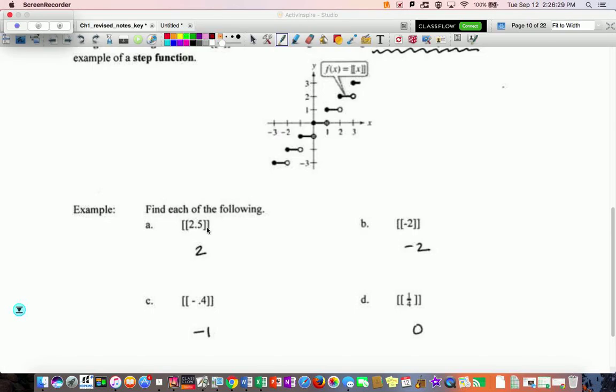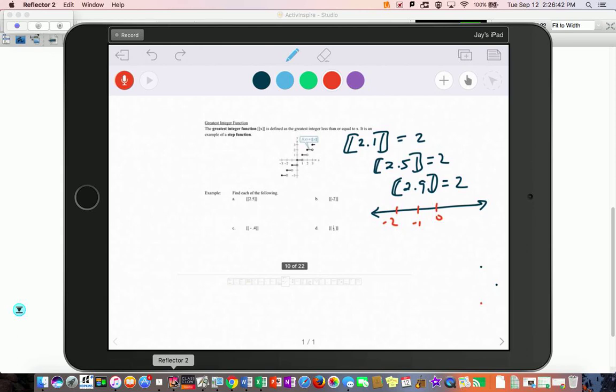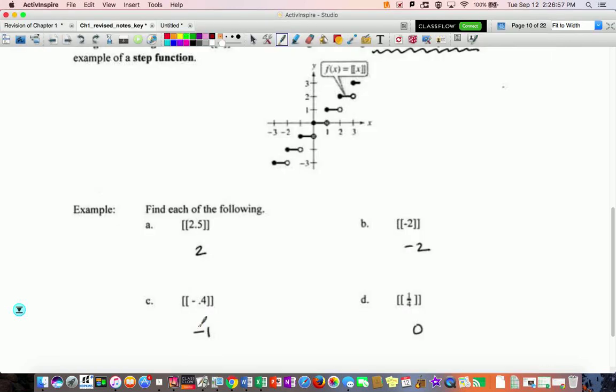So here are the answers I got. 2.5, we said slides back to 2. Negative 2 is right on negative 2, so it's going to stay there. Now negative 0.4, remember, is going to be right in this area. Over here, negative 0.4. So you haven't quite reached 0, so you actually slide backwards, and that's why that one turned out to be negative 1. And then 1/4 is the same as 0.25, so you haven't reached 1, you actually slide back to 0.